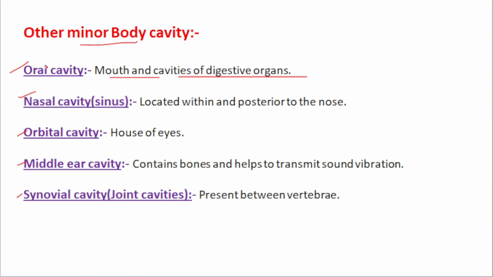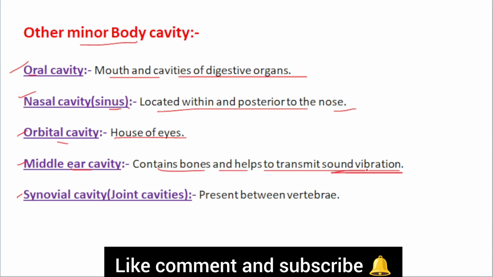Oral means mouth. Then nasal cavity, that is also called the sinus, that is located within and posterior to the nose. Then orbital cavity, that is the house of the eyes. Then middle ear cavity, that contains the bones and helps to transmit the sound vibration.